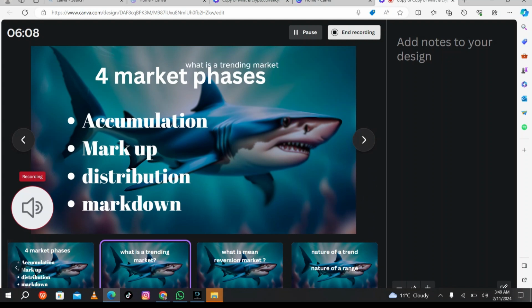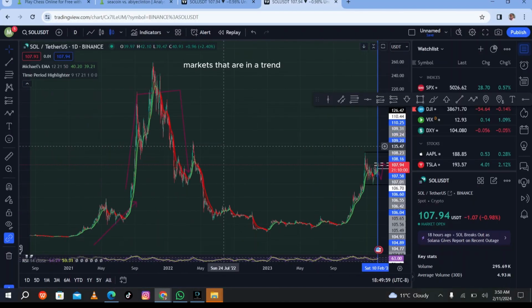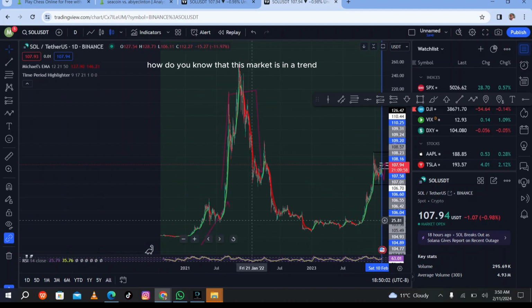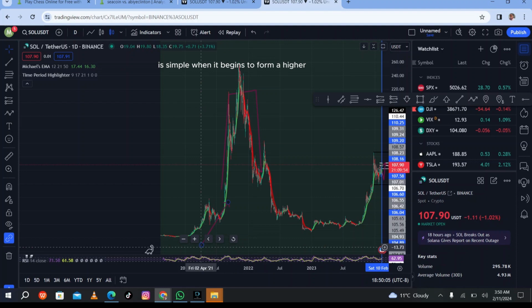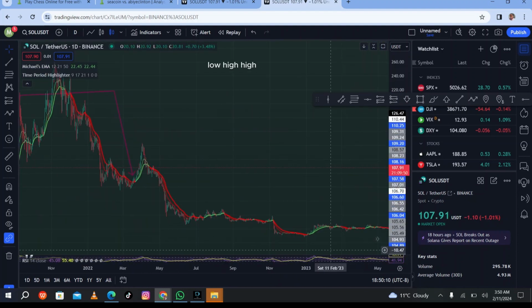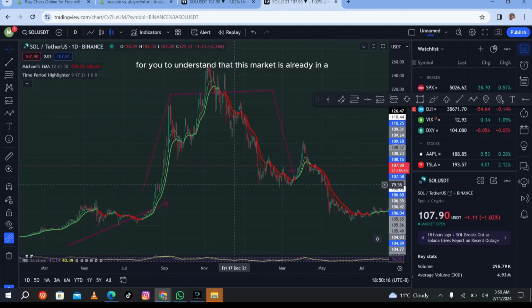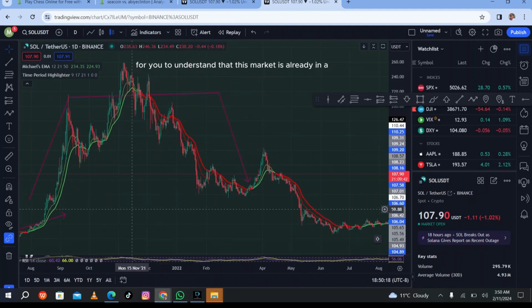What is a trending market? Like I told you, a trending market is simple. Markets that are in a trend. How do you know that this market is in a trend? It's simple. When it begins to form a higher high, or a lower high, or a higher low, higher high, higher low. Just one of these is enough for you to understand that this market is already in a trending market.